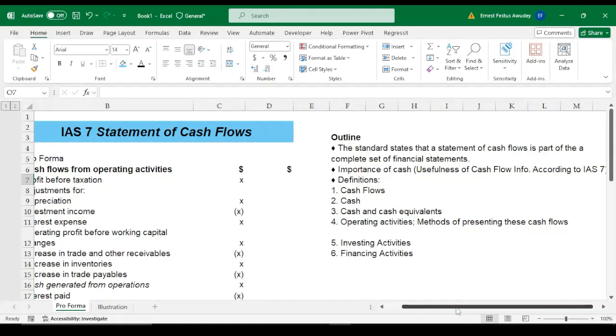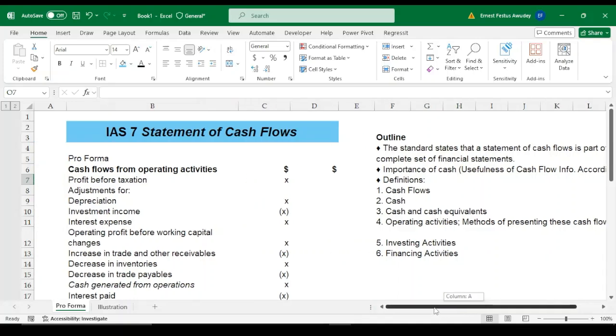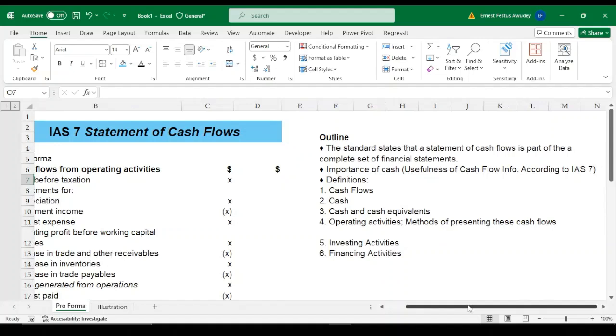Now, why is it important? Why is cash important? What is the usefulness of the statement of cash flows? Now, when it comes to the importance of cash, cash is very important. And now, one thing you should know is that a company can be profitable. That means it is recording profits on its statement of profit or loss and other comprehensive income, but might be struggling with liquidity problems. All right, so profitability doesn't necessarily mean liquidity. All right, this is something you must take note of. Profitability does not necessarily mean liquidity. You can be profitable and yet you may not have cash.